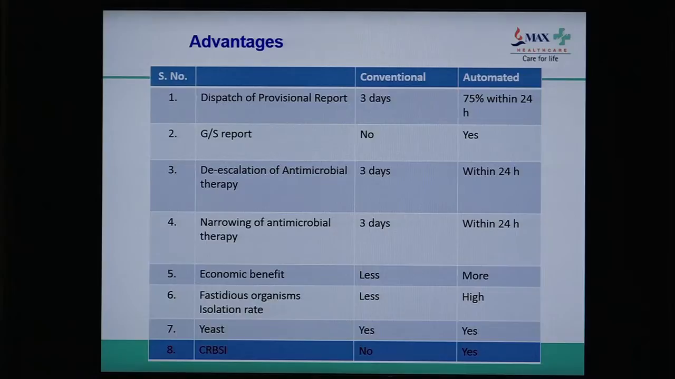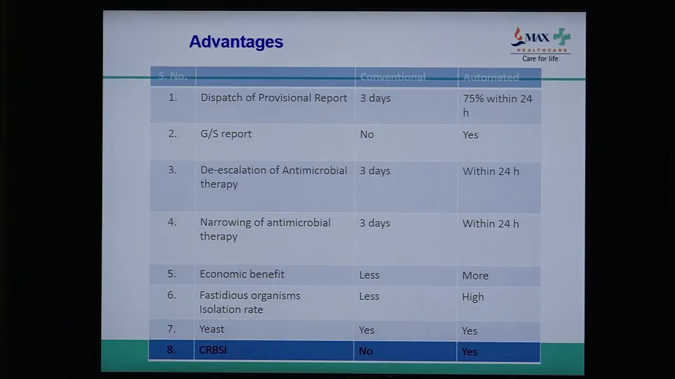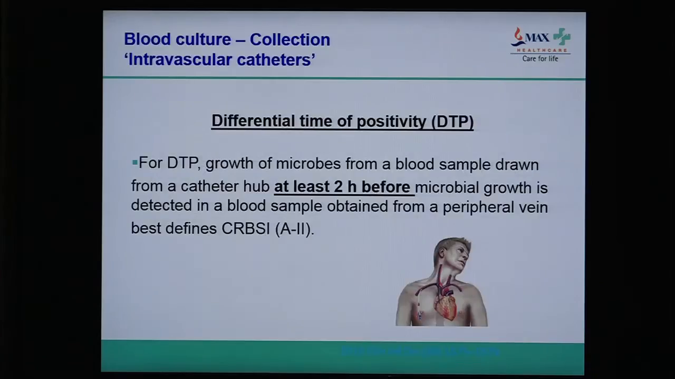Narrowing of antibiotic therapy brings economic benefit, and fastidious organism isolation, even Haemophilus influenzae, we are able to grow in blood culture bottles. In meningitis patients, both meningitis and sepsis, Haemophilus we have reported in the blood culture. Yeast, yes. Then CRBSI, like the time difference between central line and peripheral line, that we also do with automated blood cultures. This is the differential time of positivity.